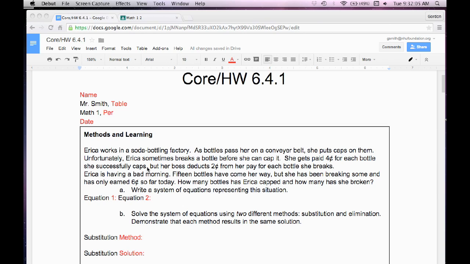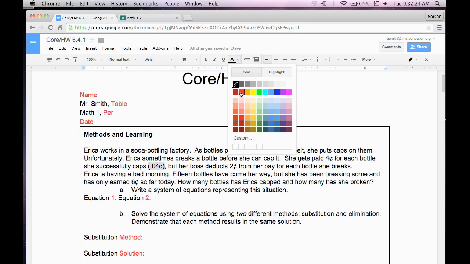So for each bottle, that word each again is a sort of like a slope word. So she gets 0.04, because that's 4 cents, not $4, times every one she caps. So whenever she caps one, she makes money. She makes 0.04. All right, that's something to recognize.